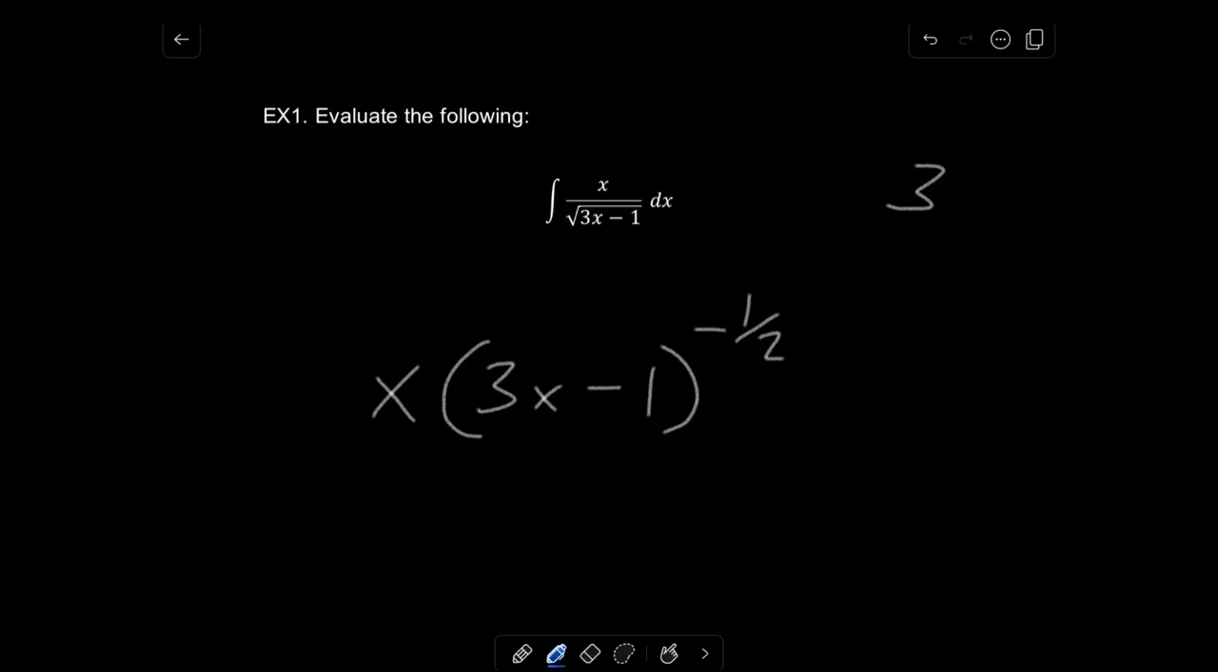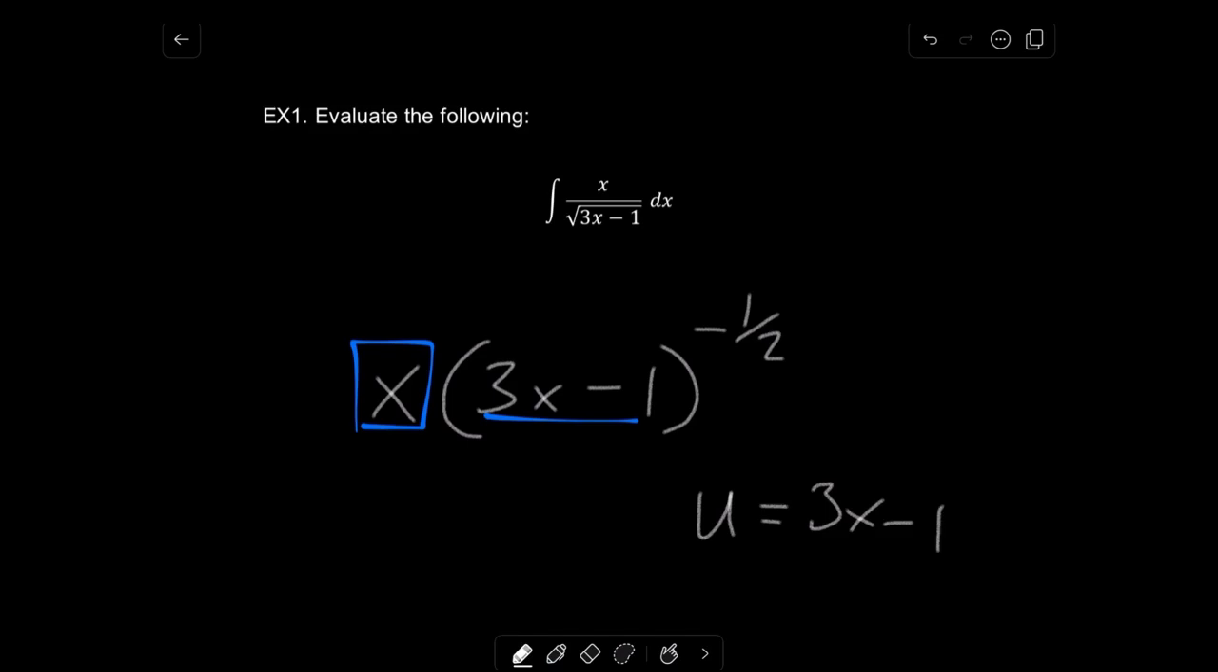So basically what we have here are two parts. There's the x, and then there's the 3x minus 1 to the power minus half. When we were learning about u substitution, we learnt about outer and inner functions. Taking a look at this function, I can see that x is my outer function and 3x minus 1 is my inner function. So an intuitive or obvious u substitution would be to let u equal 3x minus 1.